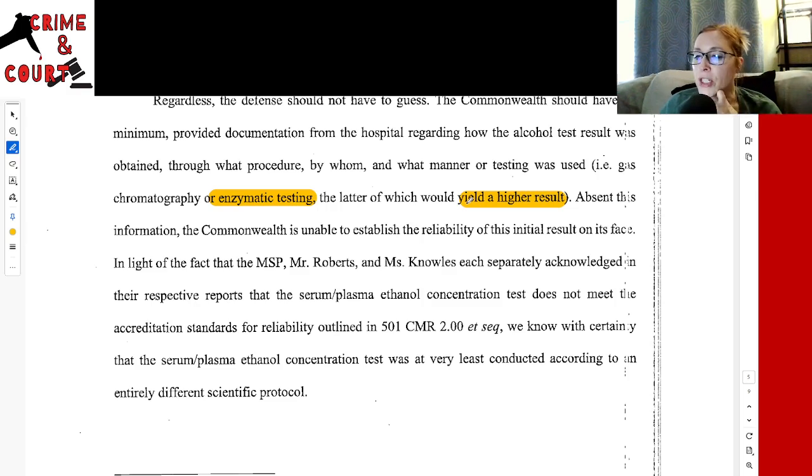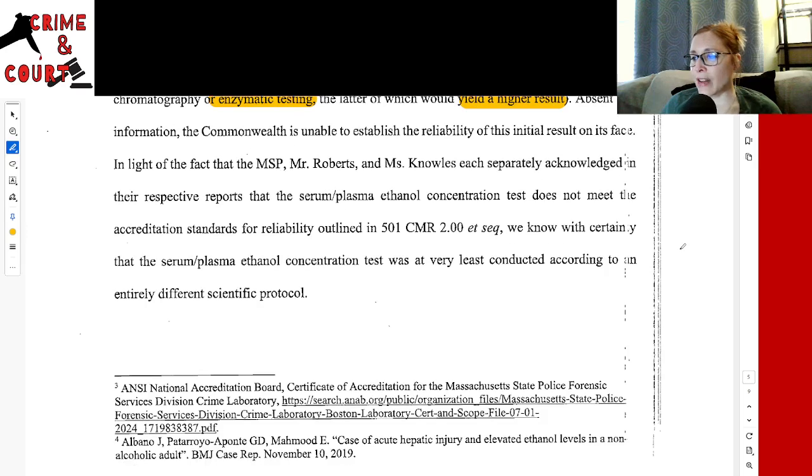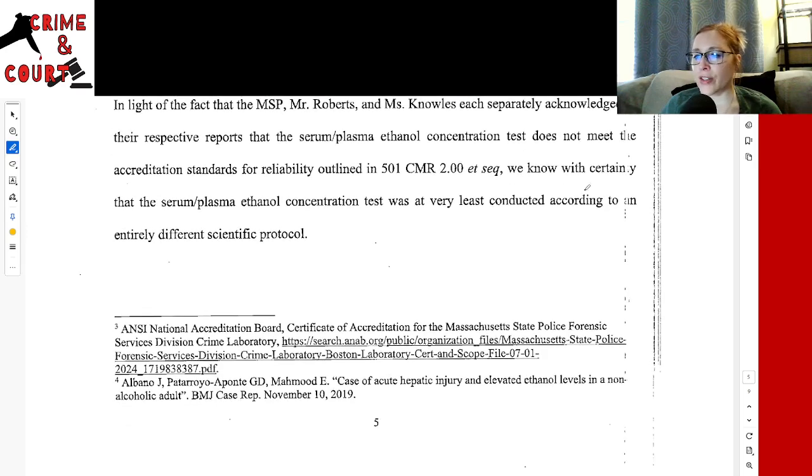So, absent this information, the Commonwealth is unable to establish the reliability of this initial result on its face, in light of the fact that the MSP, Ms. Roberts, and Ms. Knowles each separately acknowledged in their respective reports that the serum/plasma ethanol concentration test does not meet the accreditation standards for reliability outlined in 501 CMR 2.0. We know with certainty that the serum/plasma ethanol concentration test was, at the very least, conducted according to an entirely different scientific protocol.